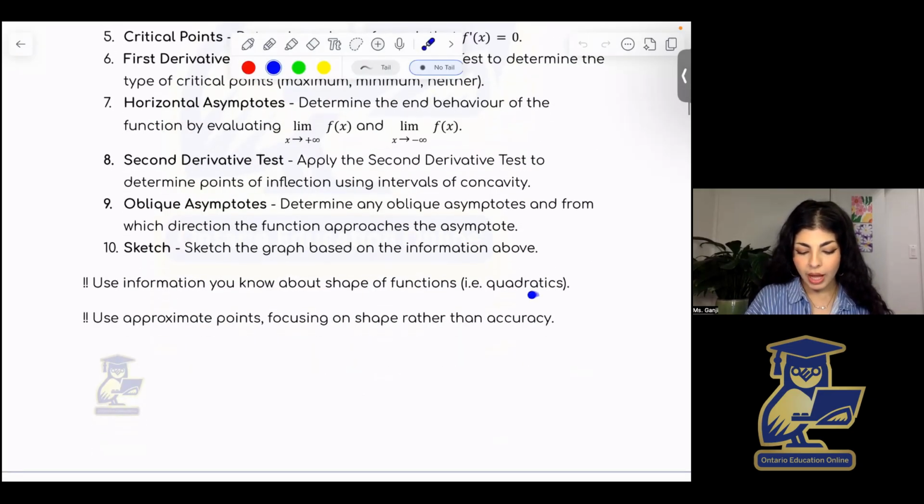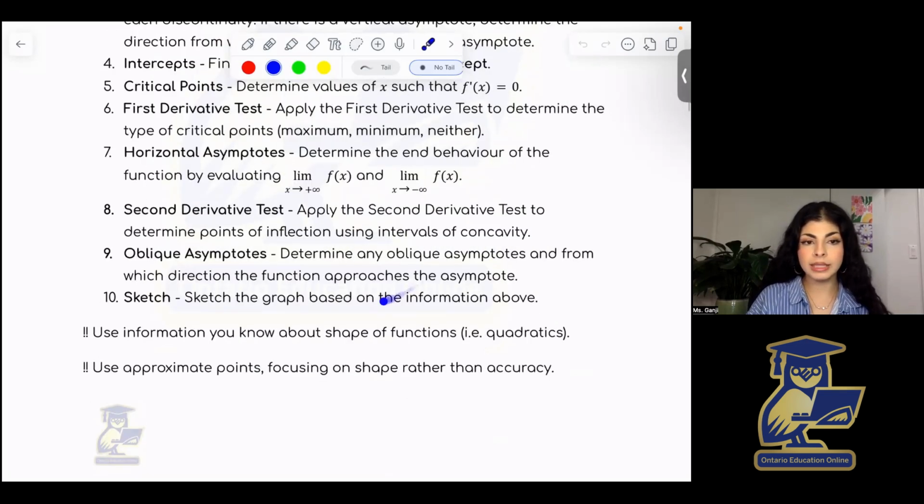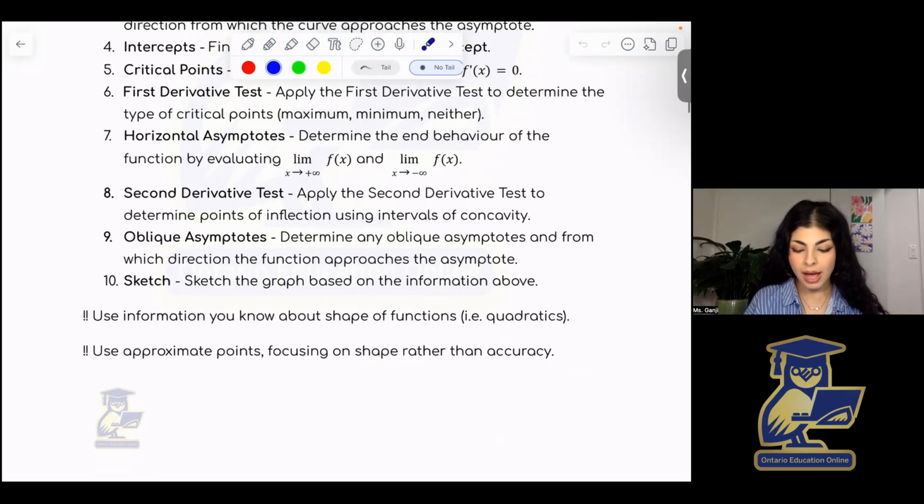And some things here as well, use information that you already know. If you have a quadratic function, use what you know about quadratic functions. So not all of this is going to be necessary because, for example, you can tell when a quadratic is concave up or down based on the value of a. You can also, for example, for curves of x cubed, have an approximate idea of what that looks like. So that's really going to help you visualize it a little better.